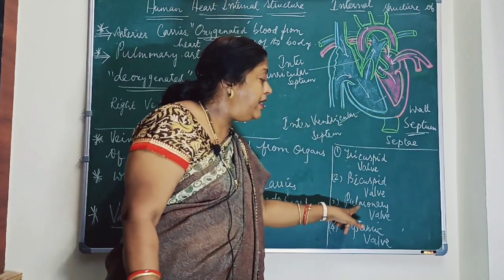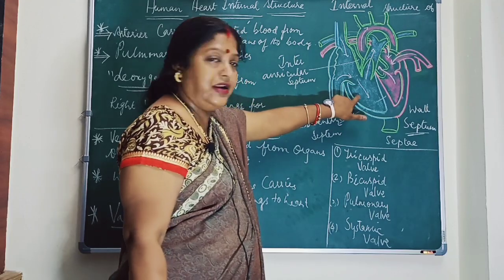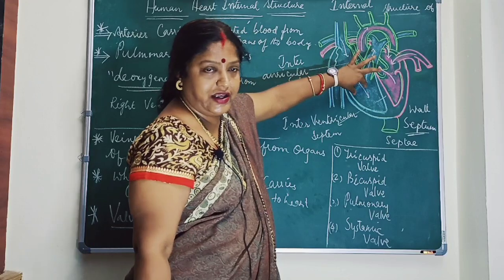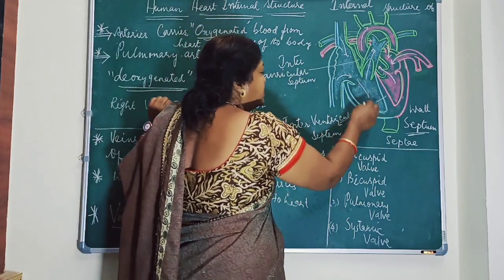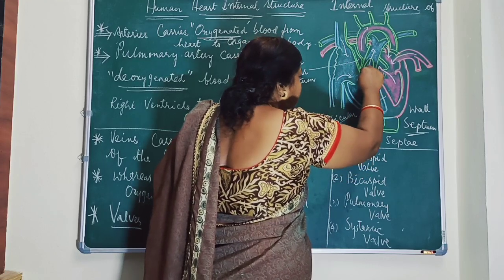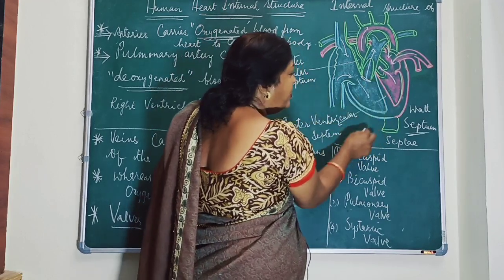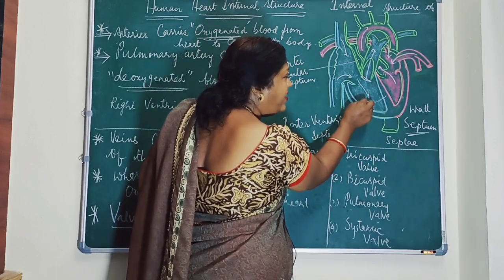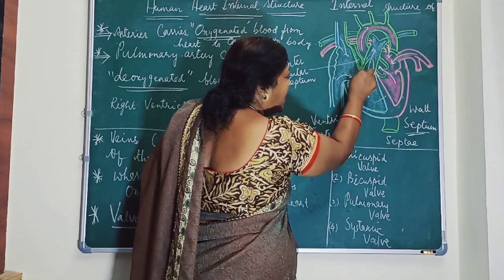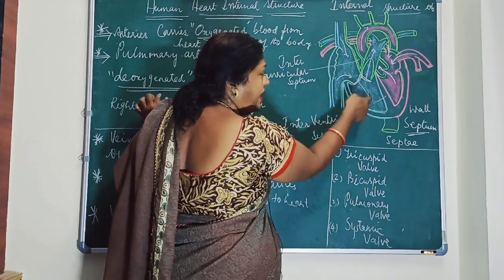And then the pulmonary valve, which is present at the origin of the pulmonary aorta in the right ventricle. Understood, children? So it is here. The blood flows from here to here. That time this valve is closed like this. Understood? And then when the blood flows from the right ventricle into the pulmonary aorta, then this valve gets closed like this. Are you understanding, children? So valves allow the blood to flow in one direction only.